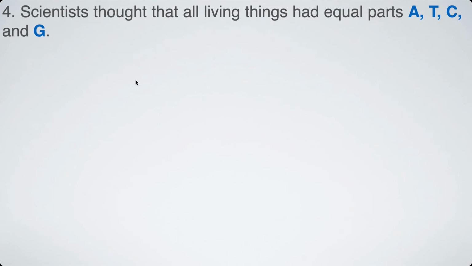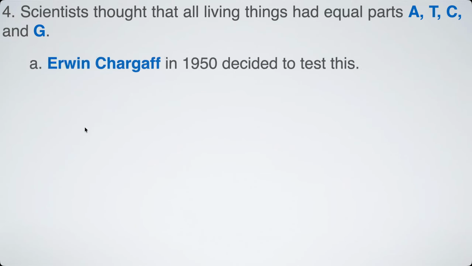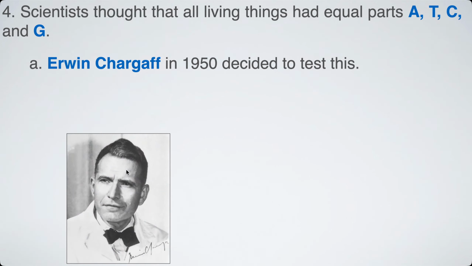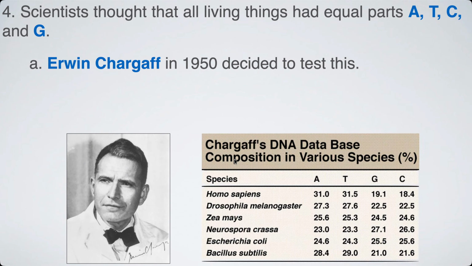So again, we talked about A, T, C, and G in the last lesson. Scientists really weren't sure about how much A, T, C, and G different organisms had. And so a lot of scientists just thought, oh, well, they're probably equal. You probably have 25% A, 25% T, 25% C, and 25% G. But Erwin Chargaff in the 1950s decided to test this. So this is Erwin Chargaff, a signed headshot for some reason. And this is what he found.